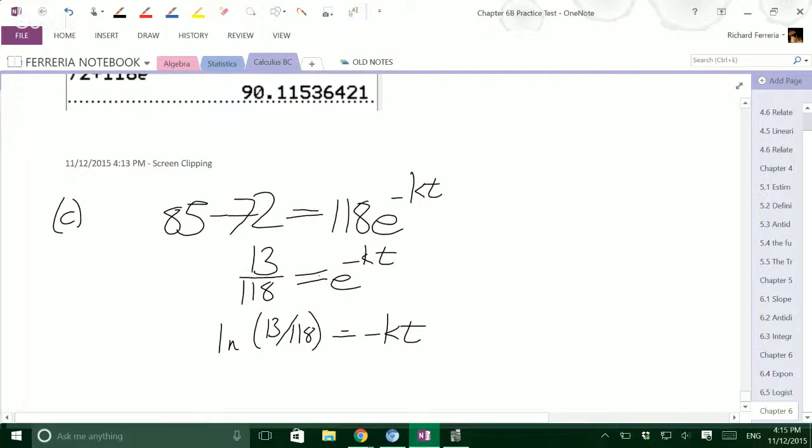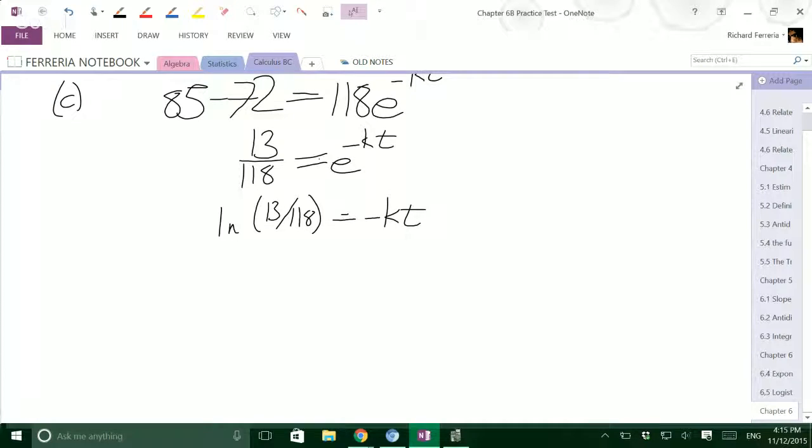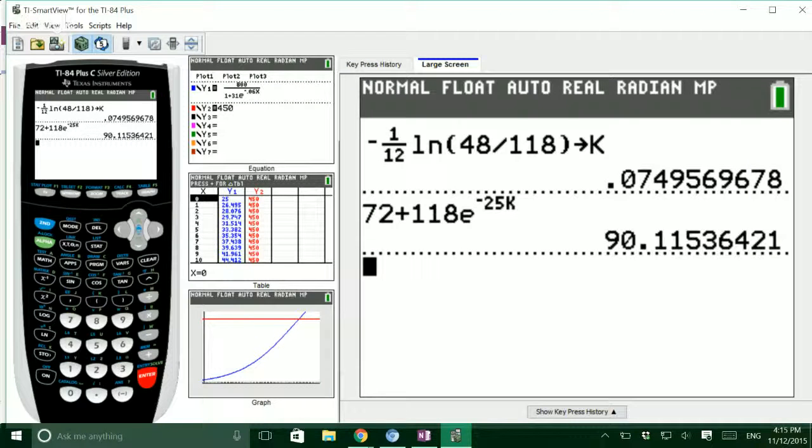Same solving that we've been doing all chapter. And so t is going to be negative 1 over k, natural log of 13 over 118. Again, you could just leave that, but we'll solve that out anyways. Negative 1 over k.